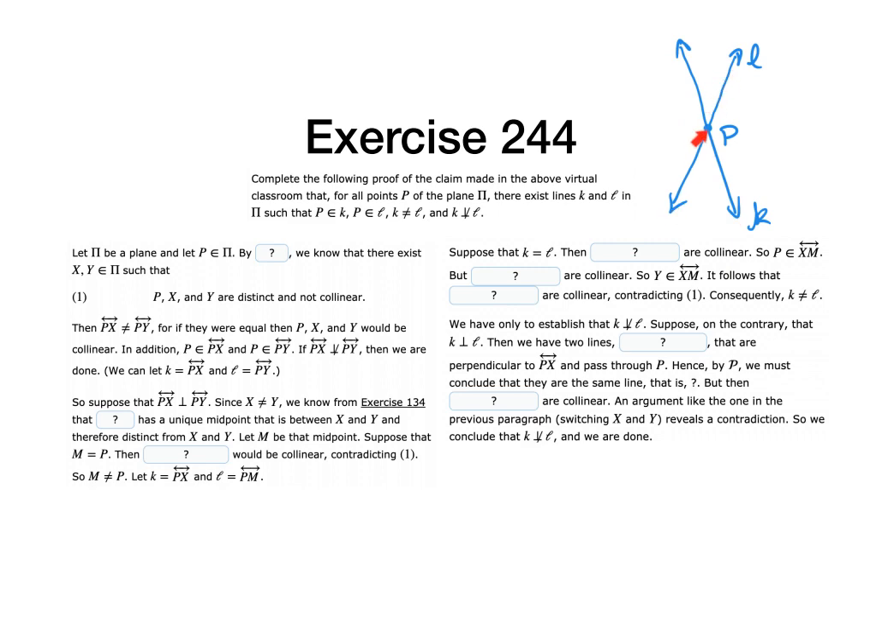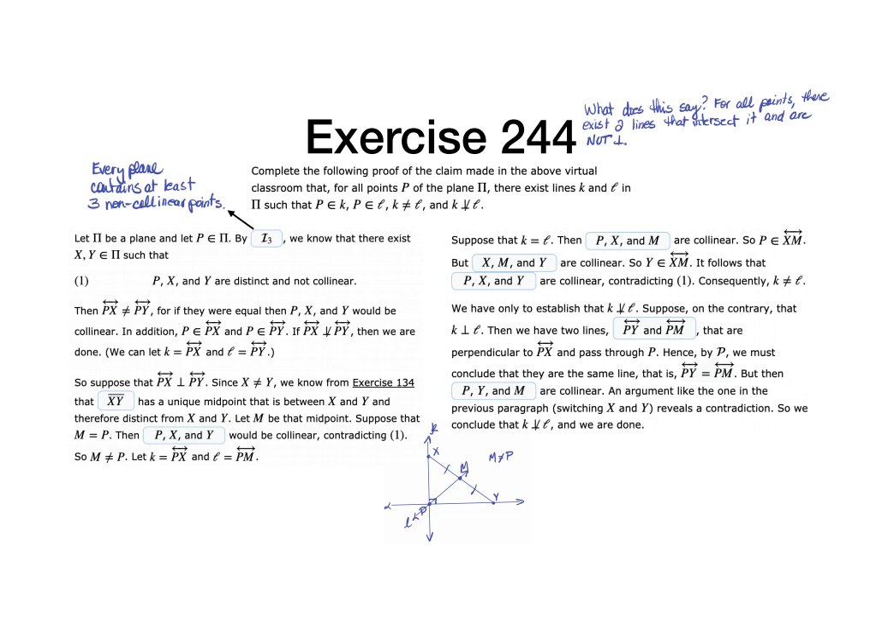I have a point P in a plane, and P is in this line K, and it's also in the line L, and I've drawn it so that these lines are not perpendicular. So we're just looking to prove that if I have a point, I can draw two lines through that point such that the lines are not perpendicular. Press pause on your video, and when you're ready to check your answer, press play again.